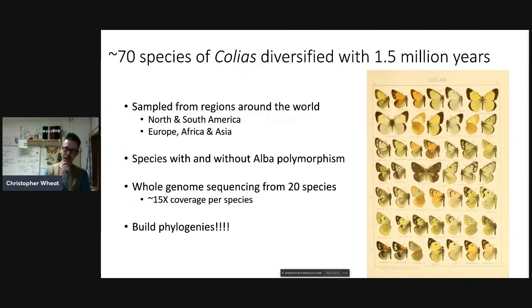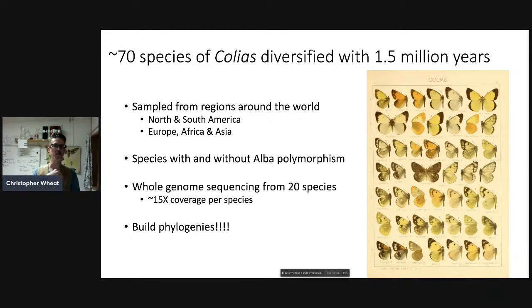So again, Colias is comprised of about 70, maybe 80 species. We think it diversified recently. I'm going to show you evidence for that. On the right side here, we have a plate of an old book of Colias butterflies. So you can see there's a lot of variation in terms of yellows and oranges and whites, albas.